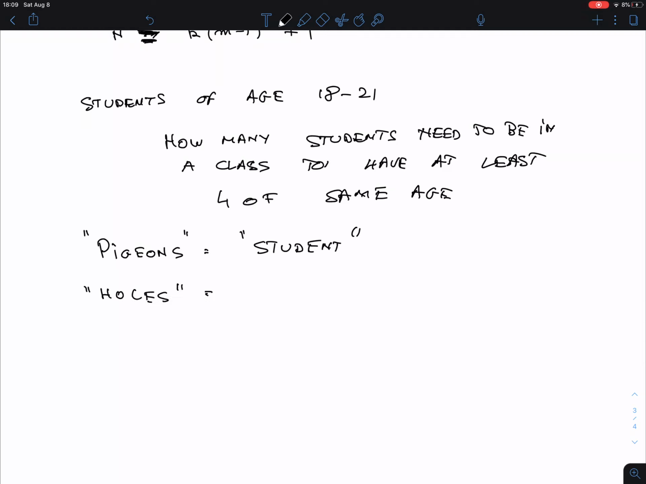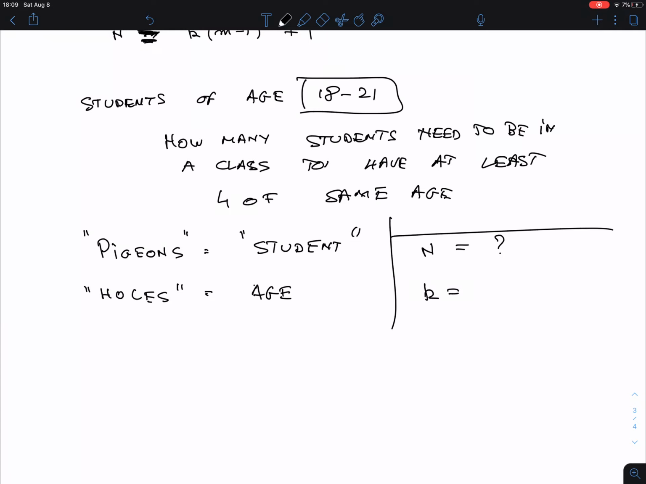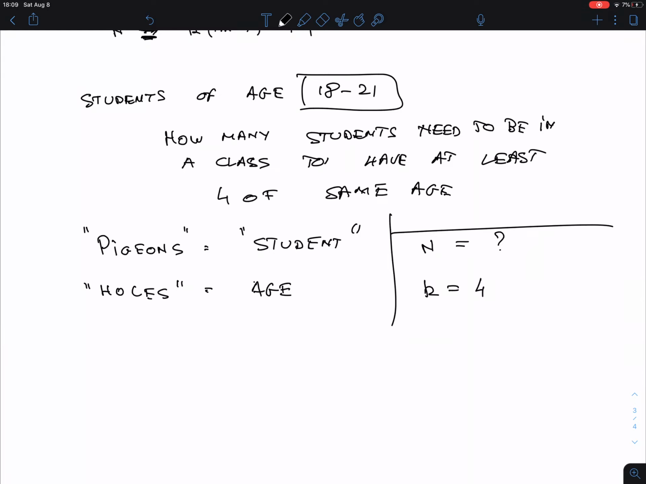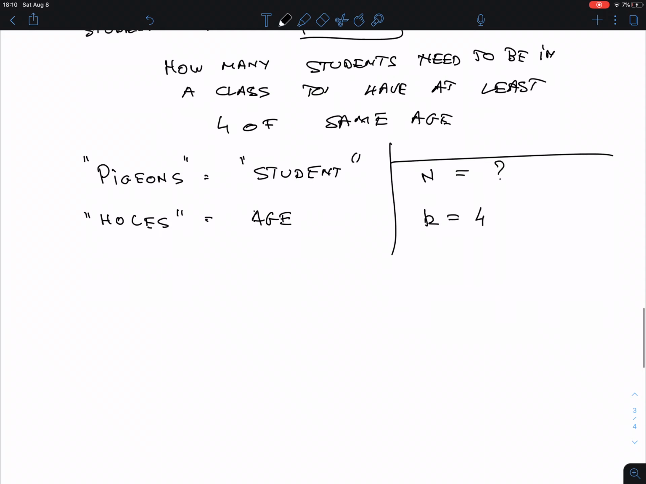What do you think the holes are? The age groups. Okay, so that's step 1. So what is n? Well, n is the thing that we don't know, because we ask how many students do you want. What are the age groups? How many age groups are there? Well, 18, 19, 20, and 21. Let's say only these ages that we allow. So 4 age groups.